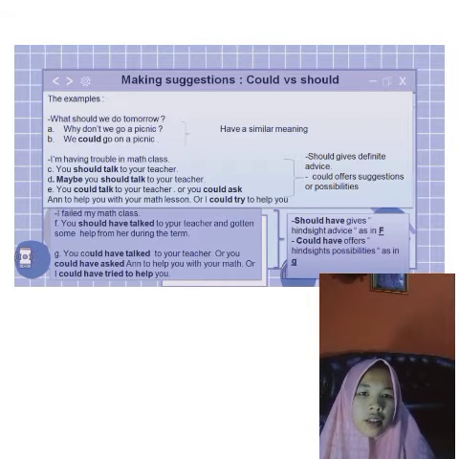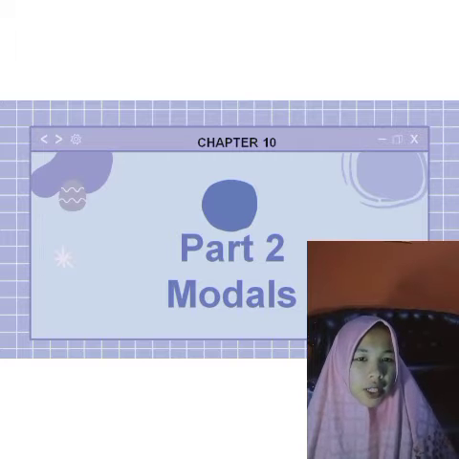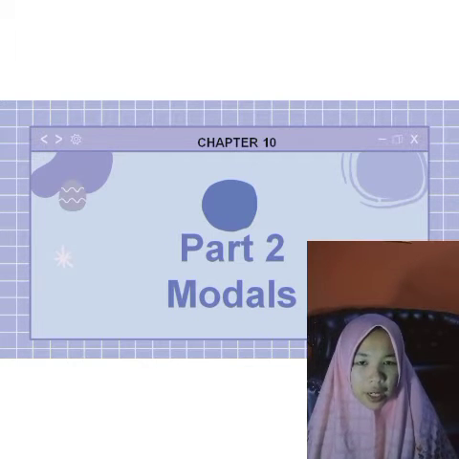In G, the speaker is saying you had the chance to do this or that. It was possible for this or that to happen. You missed some good opportunities. And then I will continue our material about modals, part 2, chapter 10.